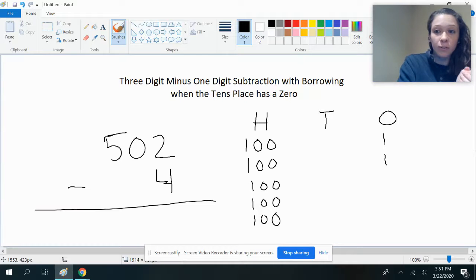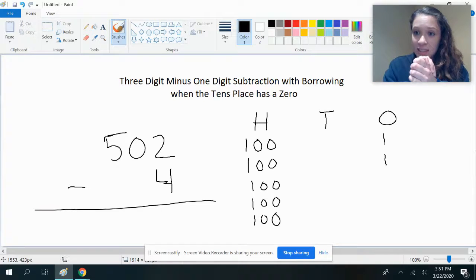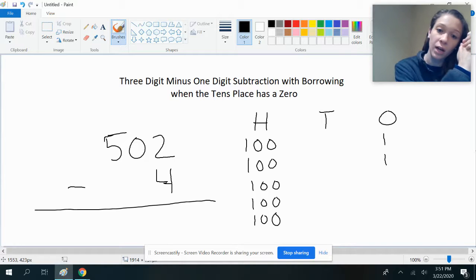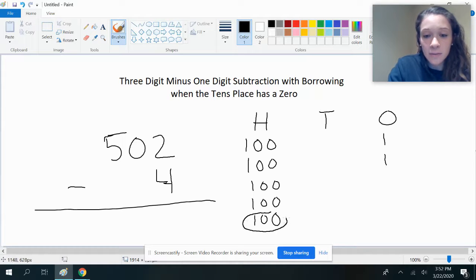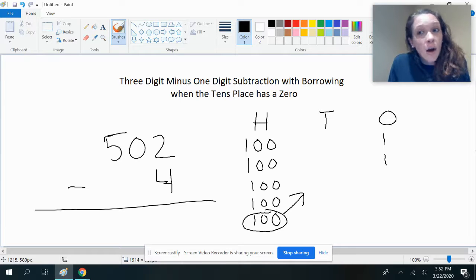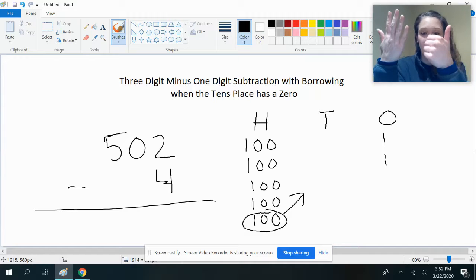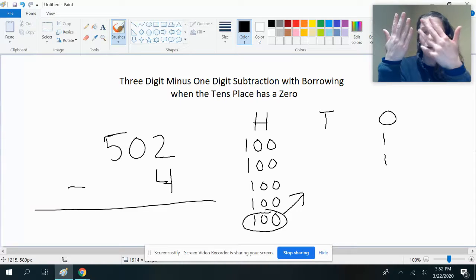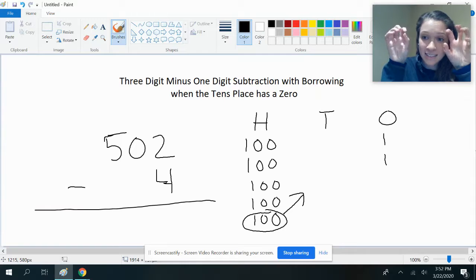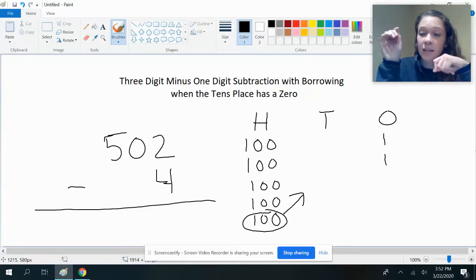So we need to take it from the hundreds, bring it to the tens, okay? That's our first step. We'll take from the hundreds and bring it to the tens. Because if I take 100 from the hundreds place and move it to the tens next door, we need to think, how many tens get me to 100? So we can use our fingers to figure that out. So let's count by tens and see how many tens get us to 100. So 10, 20, 30, 40, 50, 60, 70, 80, 90, 100. That was 10 tens. So 10 tens give me 100.